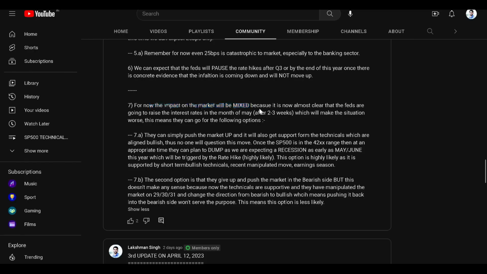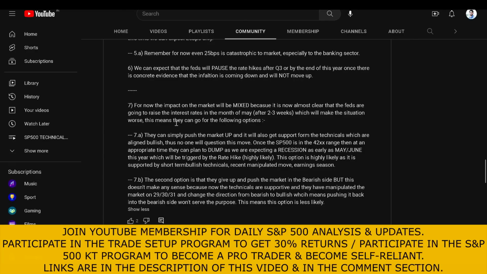So for now, the impact on the US stock market as well as the global stock market will be mixed, because it is almost clear that the Fed is going to raise interest rates in May, as per the minutes of the meeting, after 2 or 3 weeks. This means the market movers or market manipulators can opt for the following options. I mentioned that they have only 10 days, in which they can simply push the US stock market up, and it will also get support from the technicals, which are already aligned bullish.